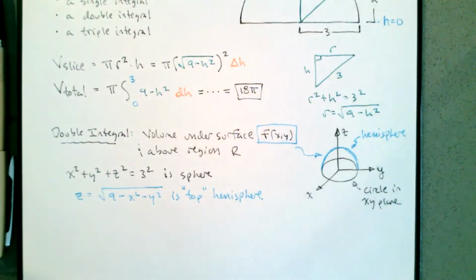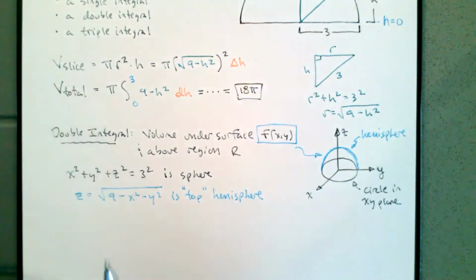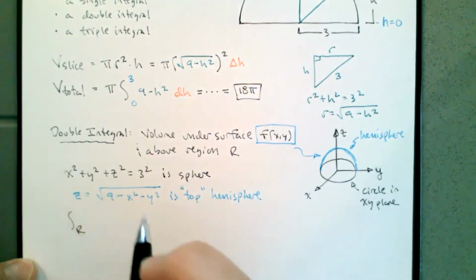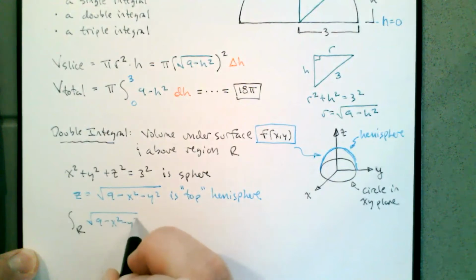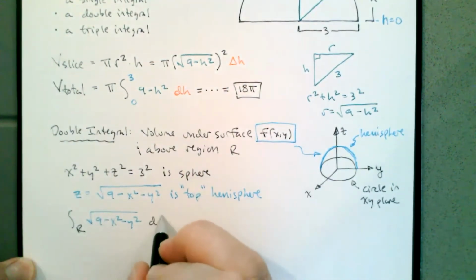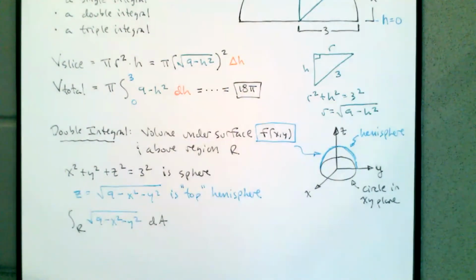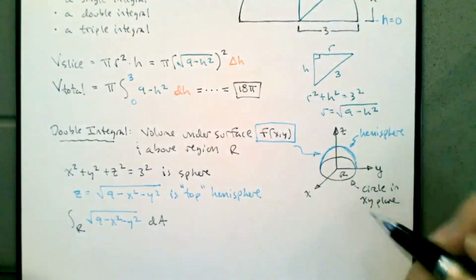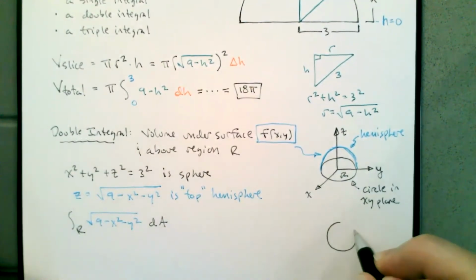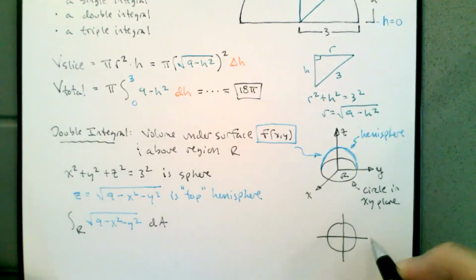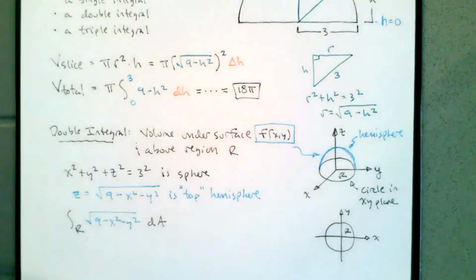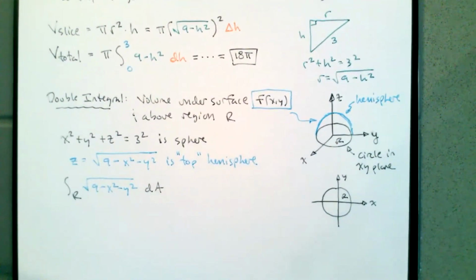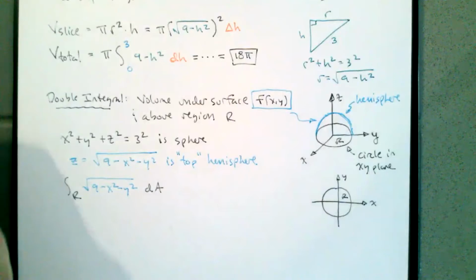Now we need to describe the region R for a double integral. So we're setting up a region. We're integrating over a region R, our height function. But what we need to do is describe the region R in the XY plane. So draw the circle first. So the region is just the circle x squared plus y squared equals 3 squared.